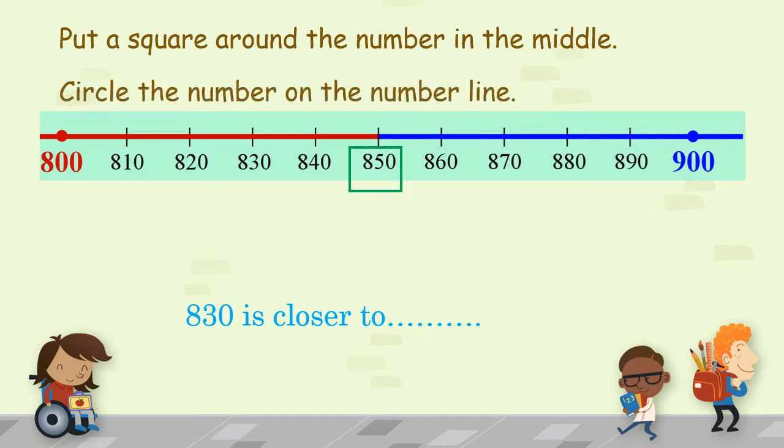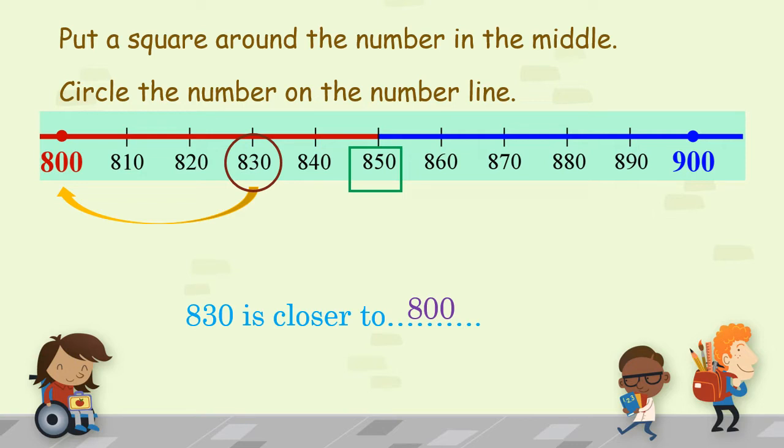Now, what are we going to do next? We're going to circle the number on the number line. This number, 830, where is it? Yes, here it is. 830 is closer to 800. This distance is smaller than this distance. So 830 is closer to 800, and we're going to go back. So, this is called rounding down. We round down here. We go back.